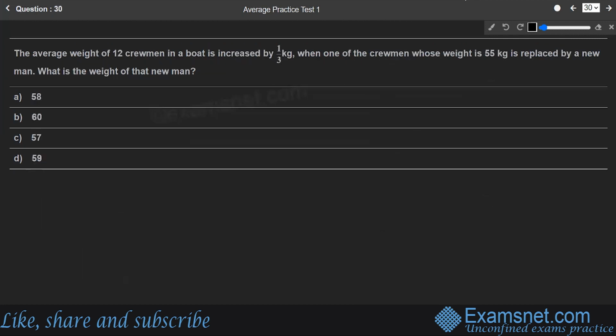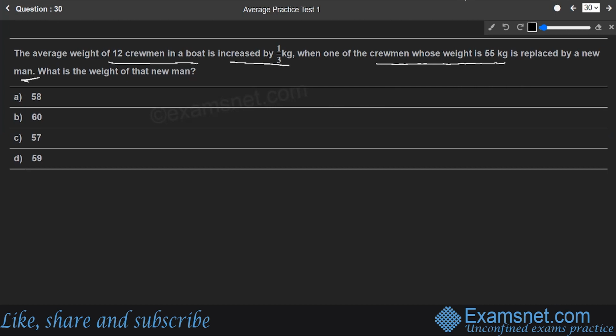Now, the average weight of 12 crewmen in a boat is increased by 1 by 3 kg when one of the crewmen, whose weight is 55 kg, is replaced by a new man. What is the weight of the new man? Clearly, because of the new man, there has been an increment in the average weight. So that means the new man weighs more than the old man. That's why there has been a significant increment in total. That is the strategy.